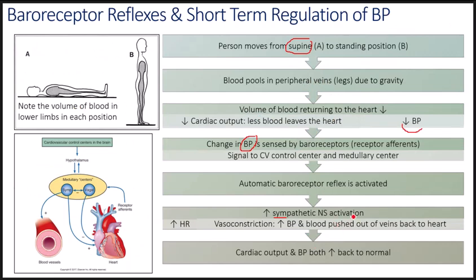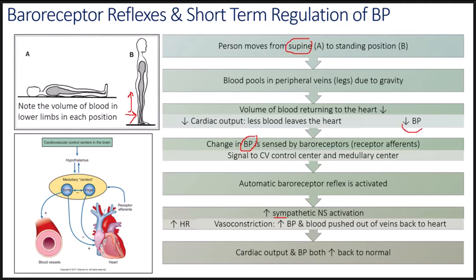It's going to send out a sympathetic response, which is going to involve an increase in heart rate, as I already described, as well as vasoconstriction. That vasoconstriction, what that's going to do, think about this. If we constrict the vessels here, it's actually going to push blood upward, returning more blood to the heart. So this increases the amount of blood we pump out, our cardiac output, and our blood pressure, bringing it back to normal.